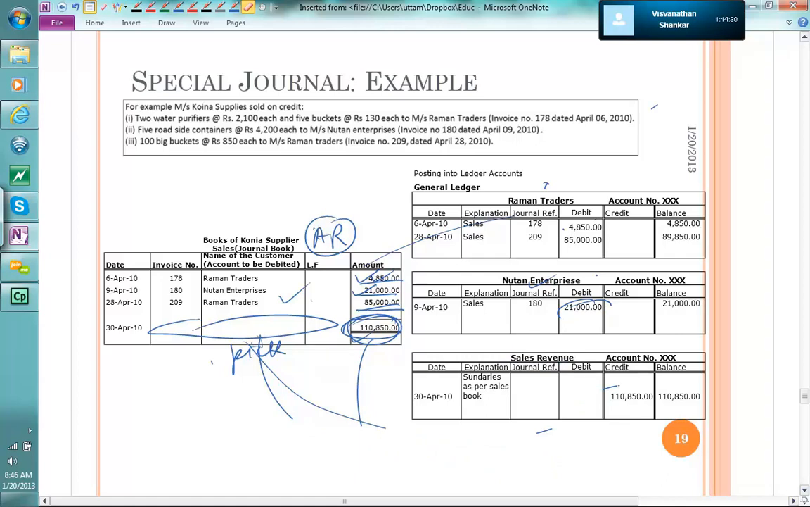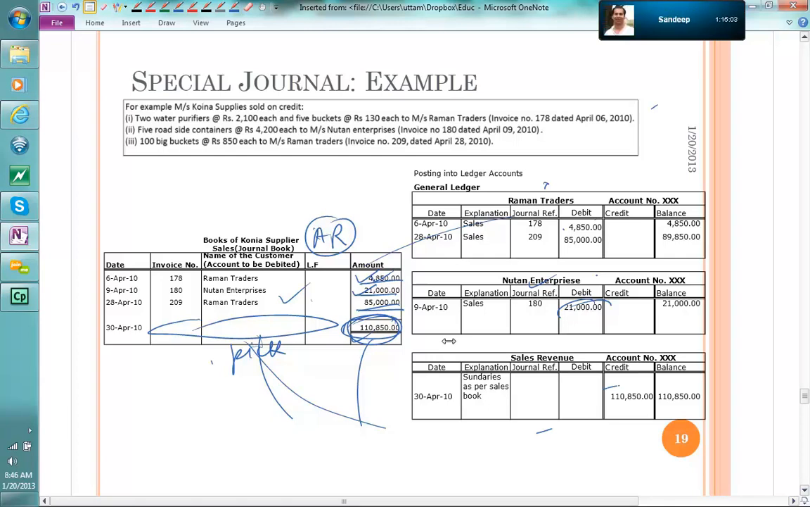There are certain transactions which are very well known in a business, and the nature of these transactions is always the same, and the volume is very high. Even if the nature of the transaction is the same, suppose you have only one transaction in a day, then you do not need to work out any shortcut or any different book. You can just go through the general journal.